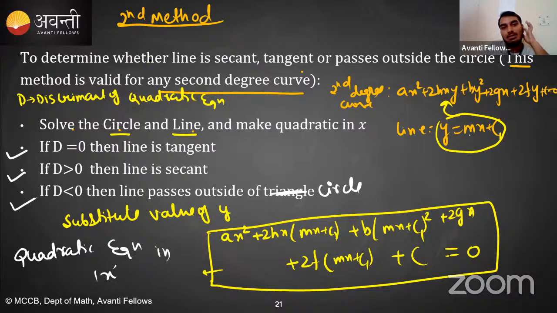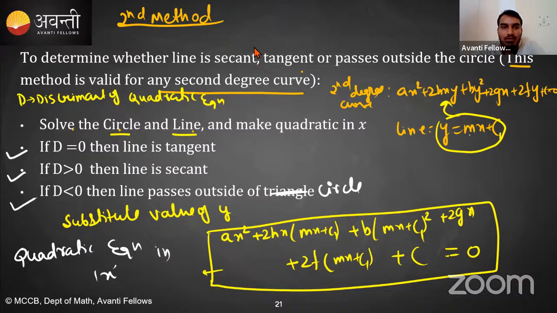This method is clear. So this is a more general method that can be applied for any curve, whether ellipse, hyperbola, parabola, or circle. Always true. I hope this is clear. If you have any doubt, you can ask me. Clear? Okay, very good, JNV Bagalkot. So if it is clear, then let's proceed.